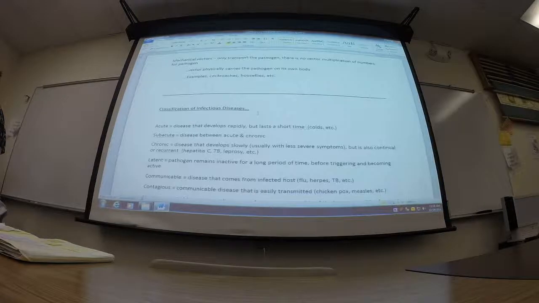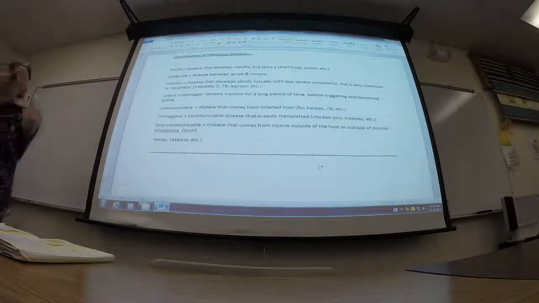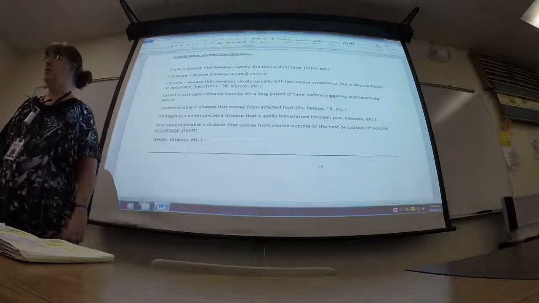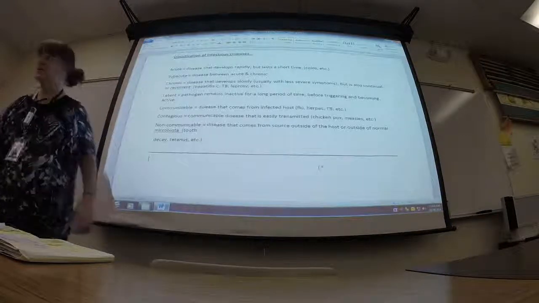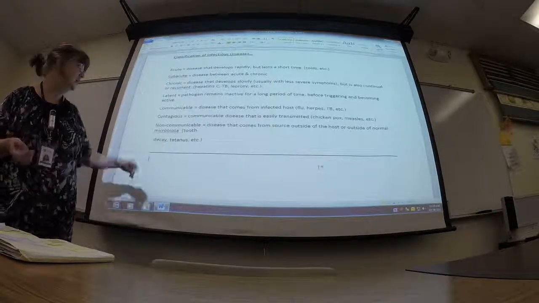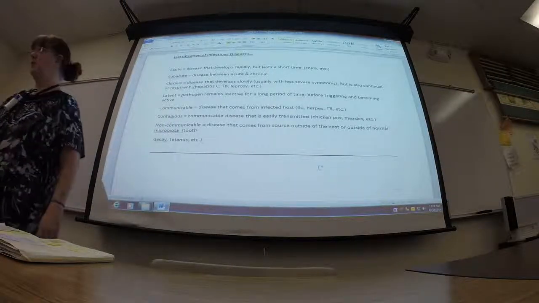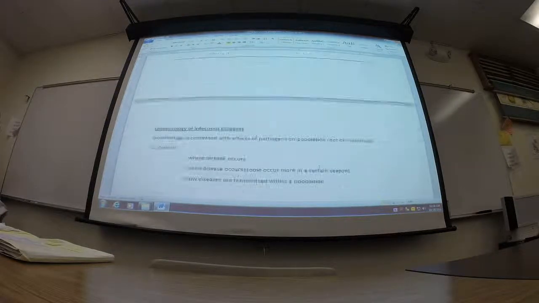Okay. You know this from nursing. Acute, sharp symptoms, very intense symptoms. Chronic, goes on and on and on, doesn't give up. Latent can be triggered like shingles. We talked about latency. I'm not going to go too much into the others, except contagious means it can carry over. Non-communicable, excuse my English, is a cavity. Can you catch a cavity from somebody else? No, you can't catch a cavity from somebody else.